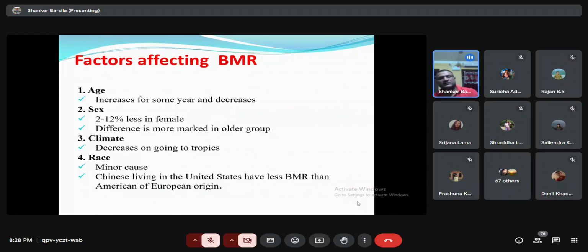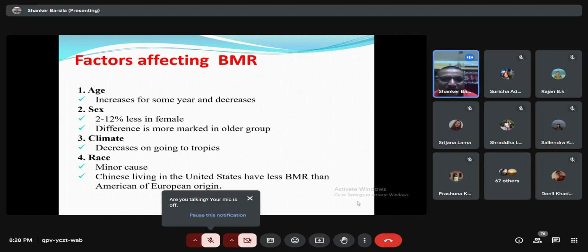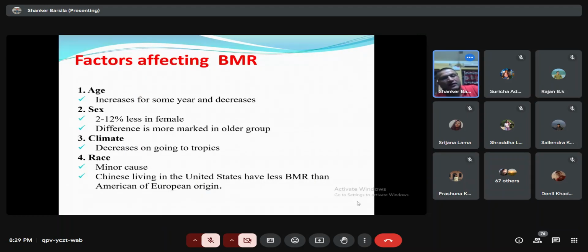Then there are certain factors affecting the basic metabolic rate. There are many others, but textbooks explain a limited number of them. For example, age. If age increases, the basic metabolism decreases. This is why old and aged people consume less over time, or during the day. And sex: females have a BMR 2 to 12% lower than males, and the difference is more marked in older groups.